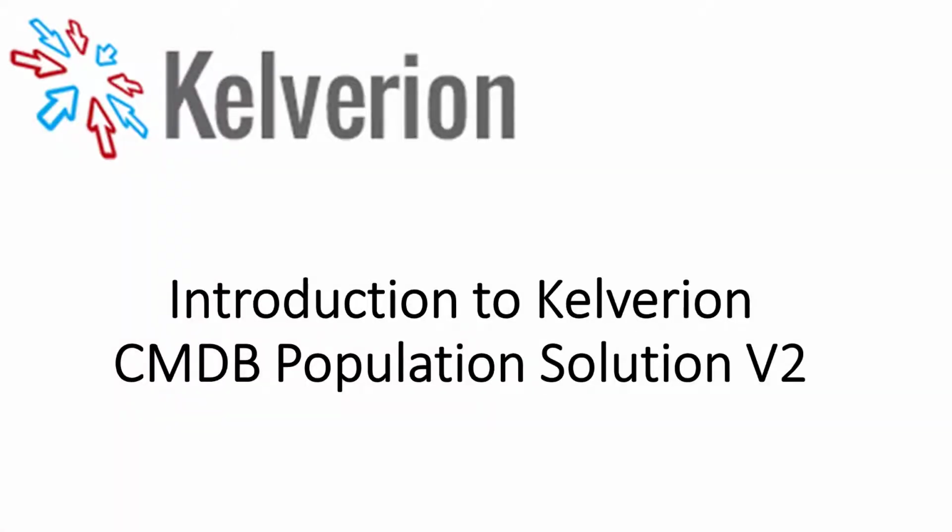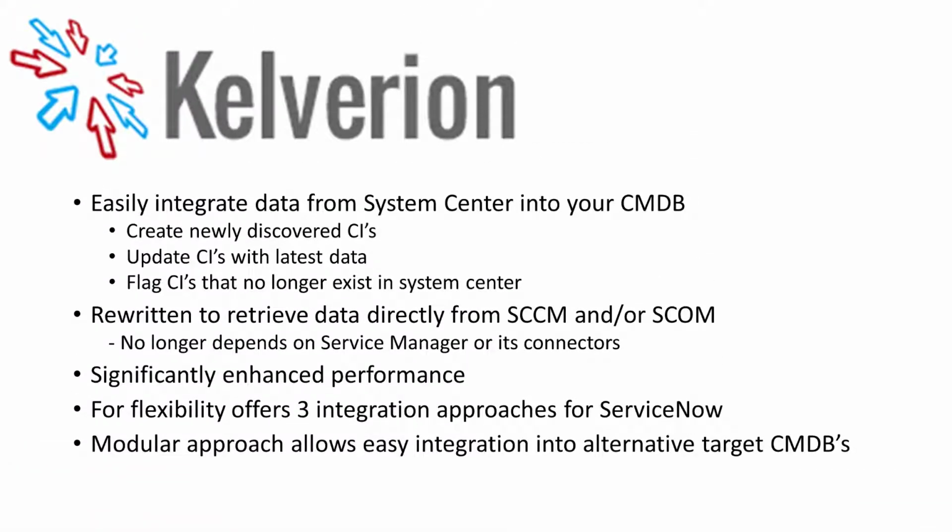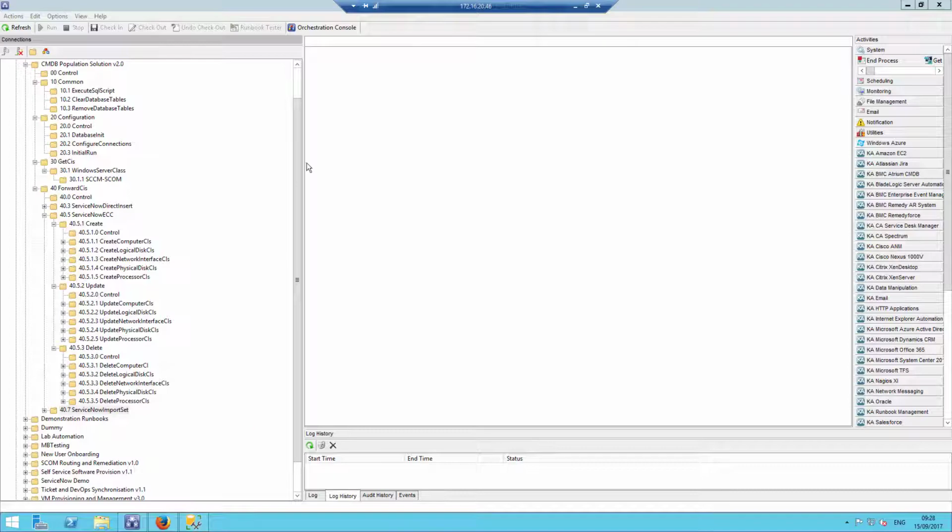Welcome to this introduction to the latest version of the Calvarian CMDB Population Solution. The CMDB Population Solution gives you an easy way to integrate data from System Center into your CMDB. It picks up new, updated and deleted CIs. It's recently been rewritten to retrieve data directly from Config Manager or Operations Manager, so it's no longer dependent on Service Manager. The performance has been significantly enhanced and it's very flexible.